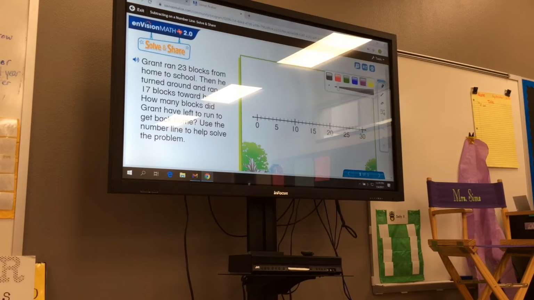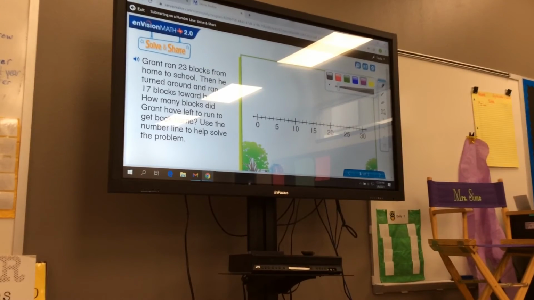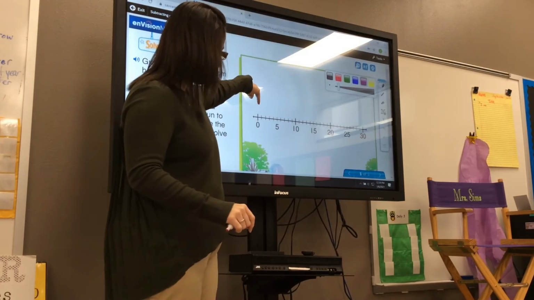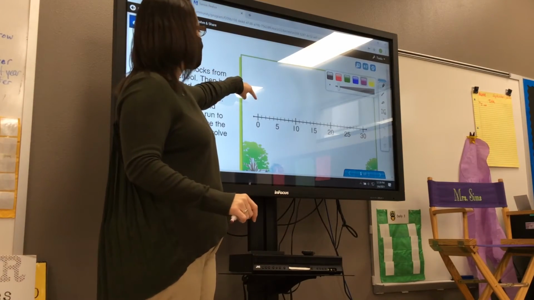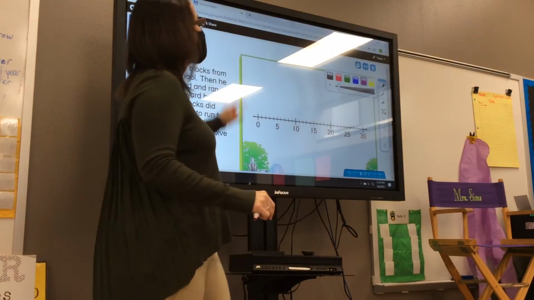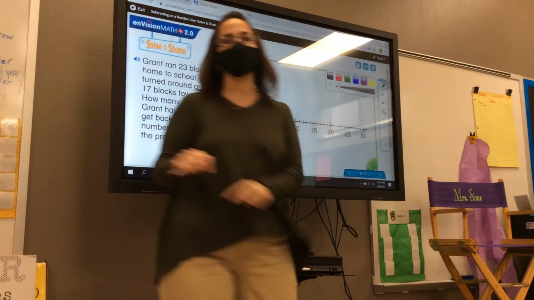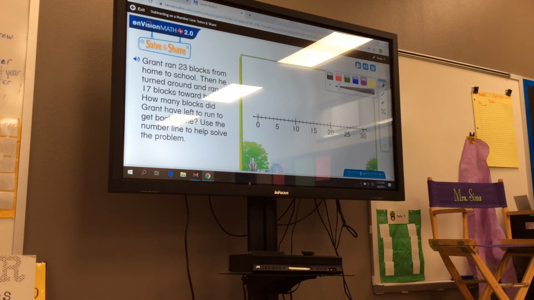All right, so what we're going to do is, Grant ran 23 blocks from home to school. So we're going to start at 0 and mark my line. So you're going to start at 0. You're going to start right here above it at 0. And you're going to draw an arrow to what? 23. And you're going to stop at 23. Okay? So I'm going to go all the way to 23.